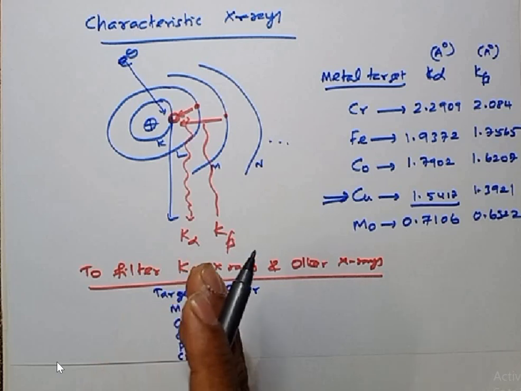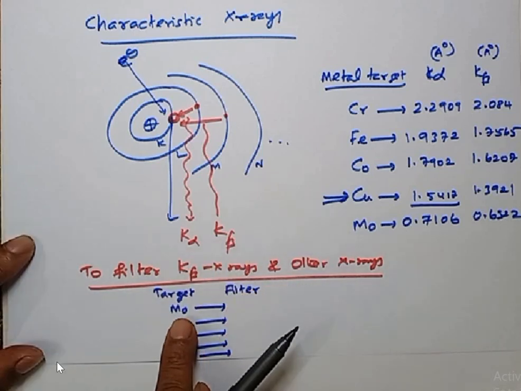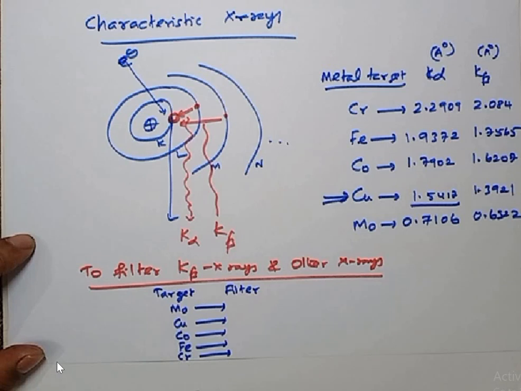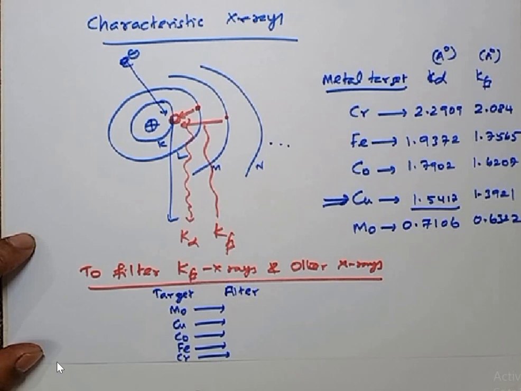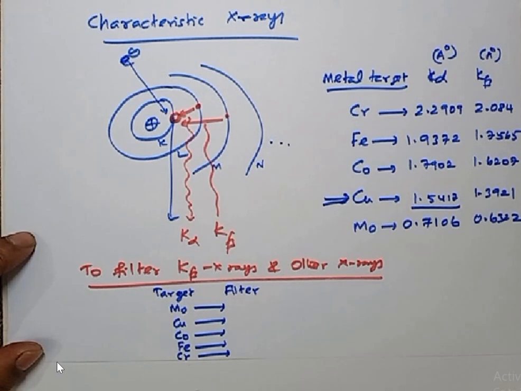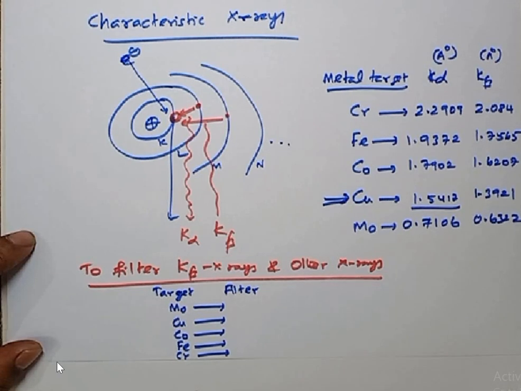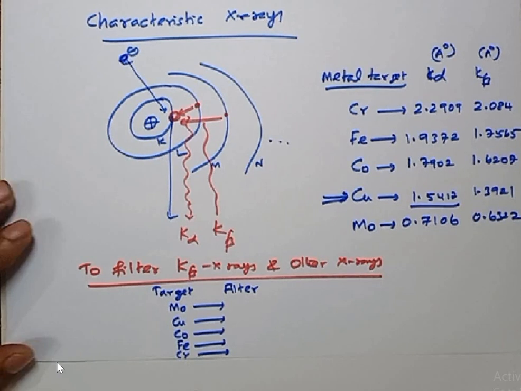Tell me, in the periodic table which element comes before molybdenum? Anyone? Molybdenum is present in the chromium group: chromium, molybdenum, tungsten. Before chromium, which element do we have? Vanadium, right? In the vanadium group, below vanadium, what's the next element? No, your answer is wrong.